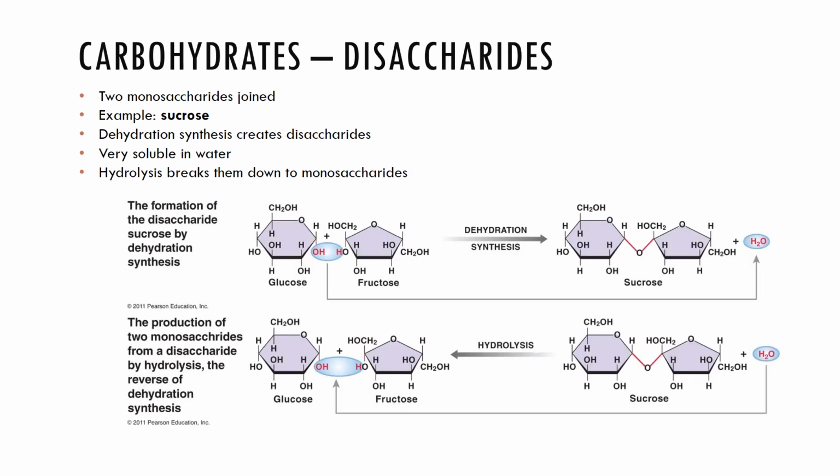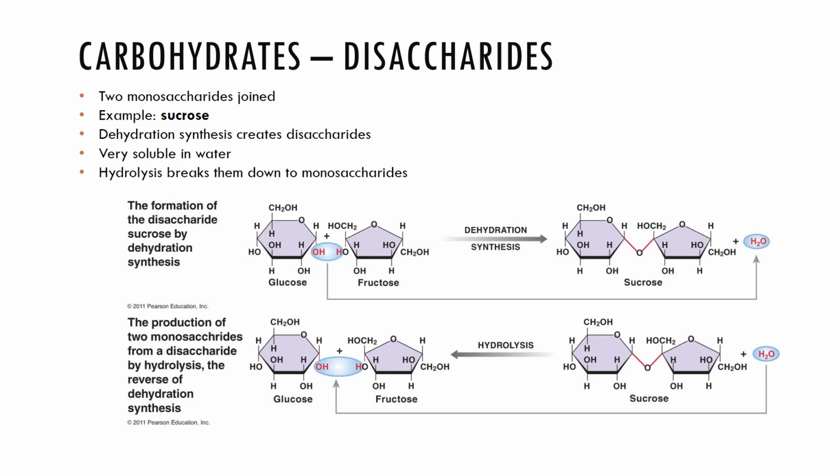Disaccharides are a combination of 2 monosaccharides. So they contain 2 monosaccharides, and they have been formed by the removal of a water molecule and forming a covalent bond via dehydration synthesis. Disaccharides are too large to pass through cell membranes, and if you want to break apart a disaccharide, water is inserted into that carbon-oxygen-carbon covalent bond via a reaction called hydrolysis. So hydrolysis is used to break them back down into their monosaccharides.